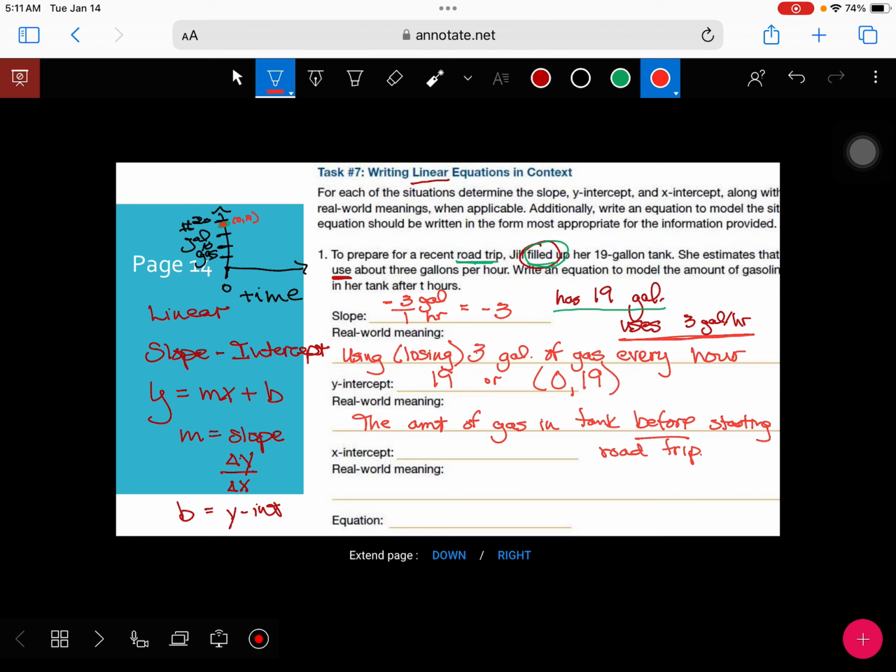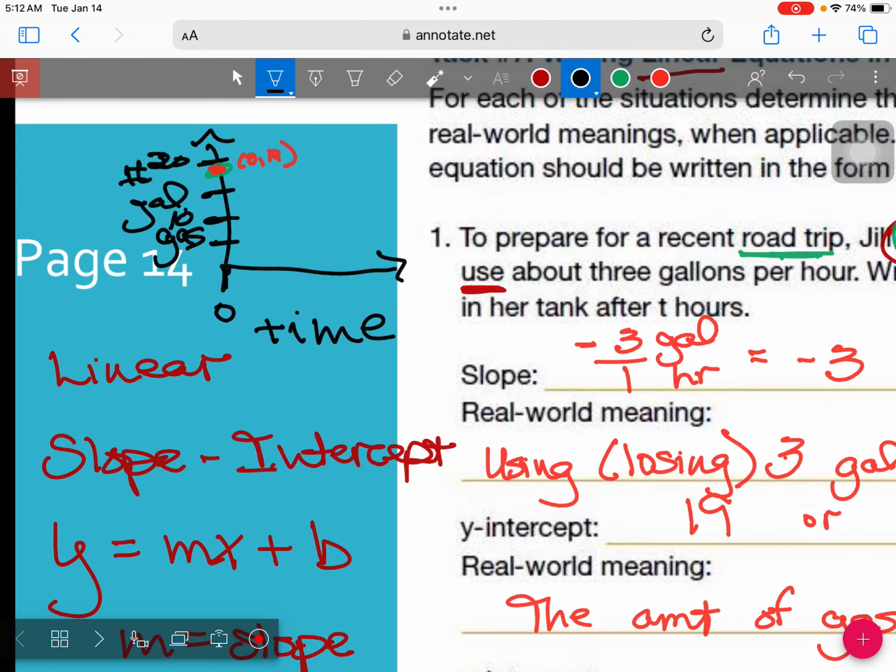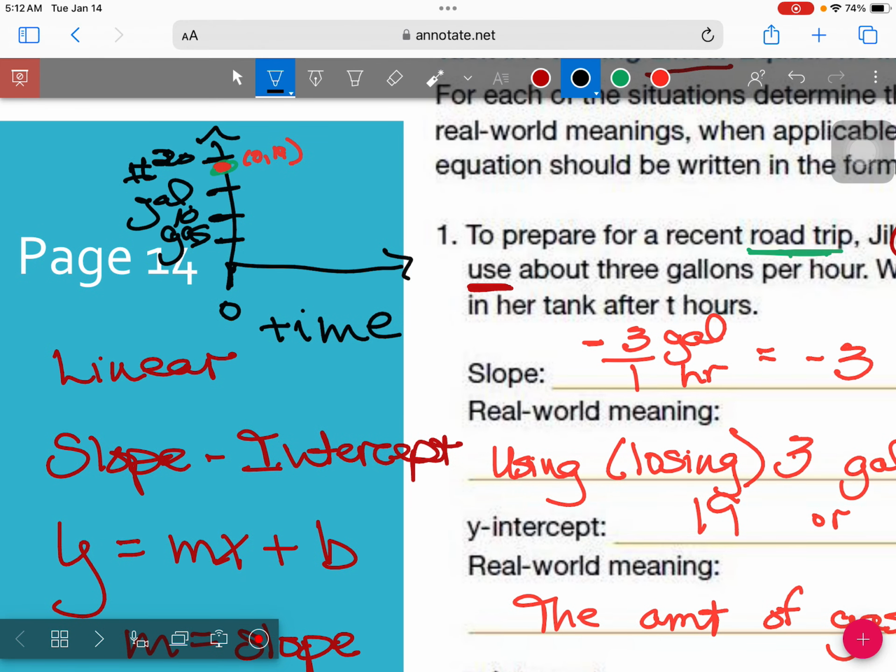So eventually, if she only starts with a limited amount of gasoline, that amount being 19 gallons, she is going to run out. So the x-intercept means that at some point she's going to have a length of time, we don't know what that is exactly, but it is decreasing 3 gallons every 1 hour.